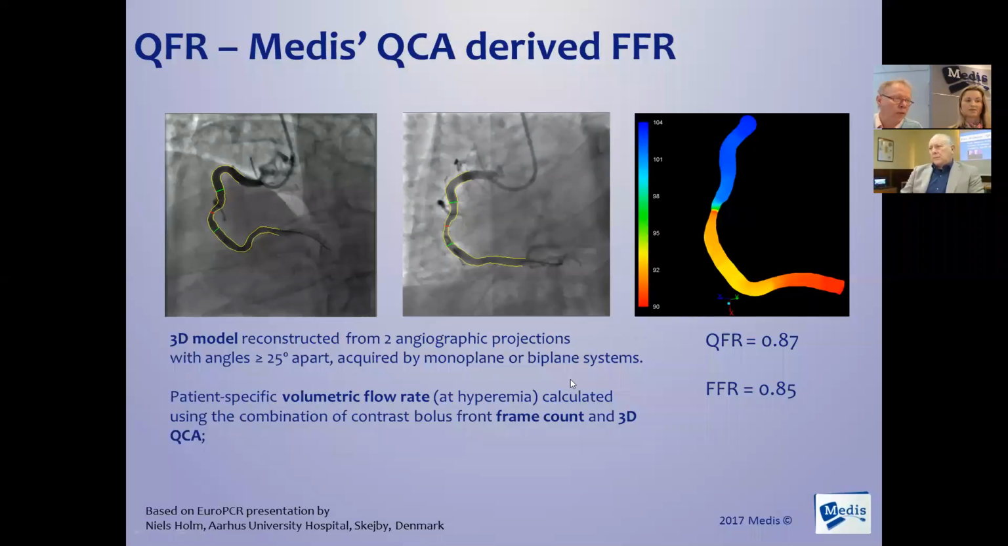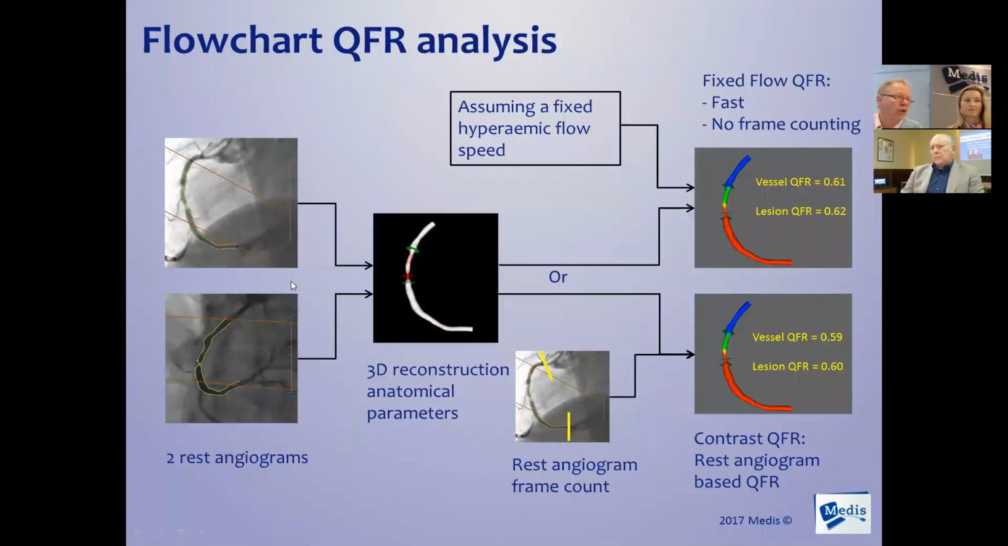So how does it work in practice? This is the workflow. So you start with two angiograms of at least 25 degrees difference. These can be just normal angiograms using a monoplane system or a biplane system. From that system, we calculate the 3D reconstruction, and we calculate the anatomical parameters that are relevant for PCI treatment. Then in the next step, we can calculate the so-called fixed flow QFR by the assumption of a fixed hyperemic flow velocity through the vessel.